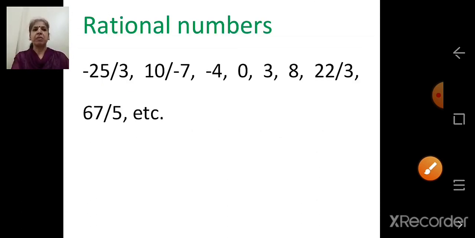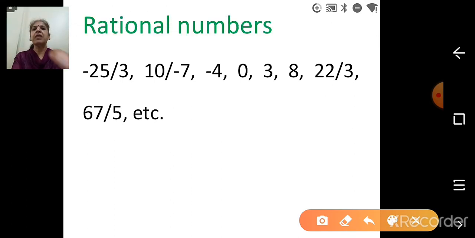Now rational numbers. We are familiar with these numbers. If I say negative 25 upon 3, or any other number like 10 upon negative 7, or negative 4, 0, 3, 8, 22 upon 3, 67 upon 5, etc., and so on, as we know, there are infinite numbers. So they are rational numbers. Observe properly. 0 means whole numbers. When we say 3, they are natural numbers or positive integers. And 22 upon 3 is a fraction. Negative 25 upon 3. So these are known as rational numbers.